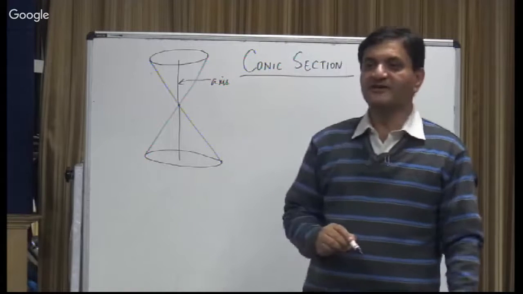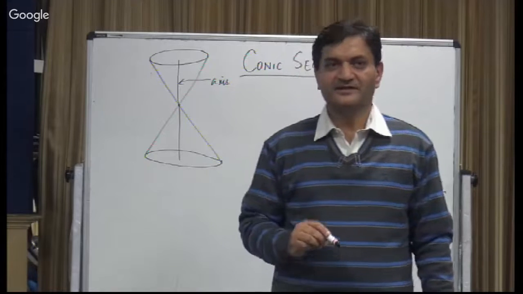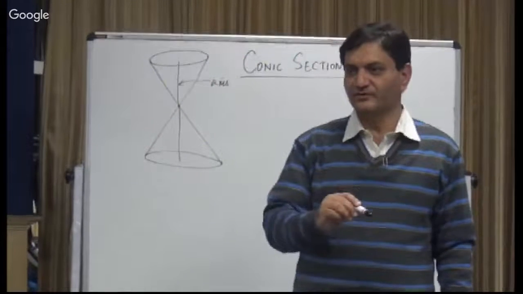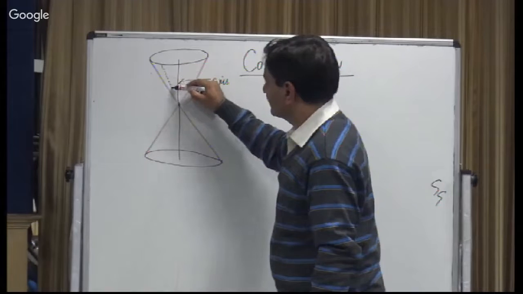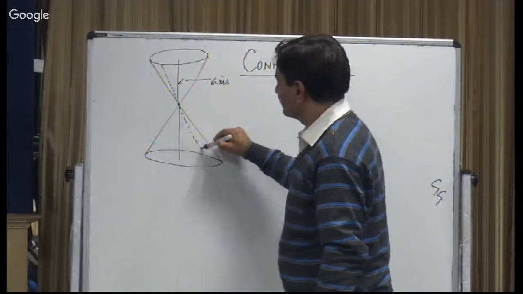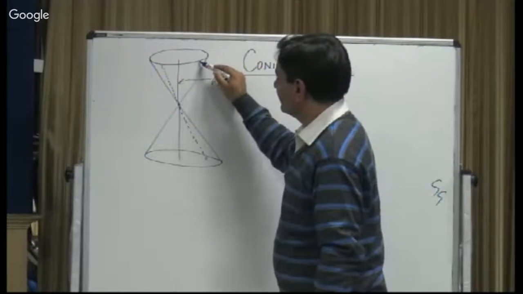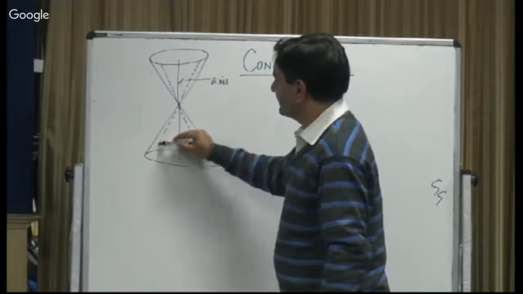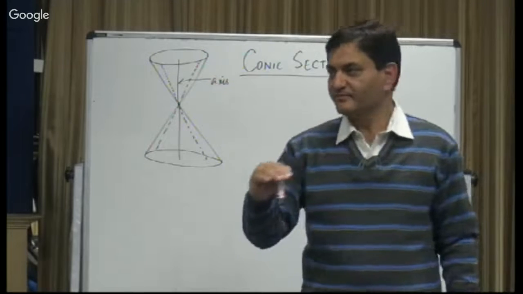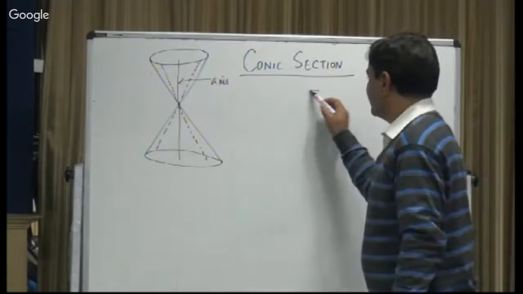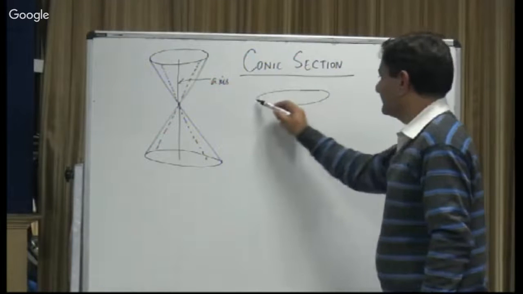And what are generators? Generators are the lines on the surface of the cone. This is one of the generators. This is another generator, right? Now, when a plane intersects the cone, it can intersect in so many different ways.